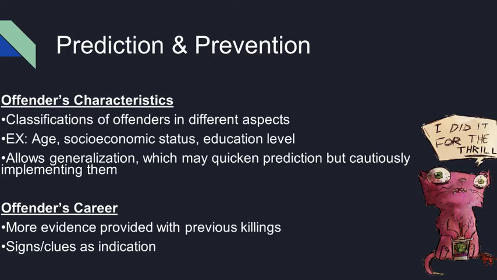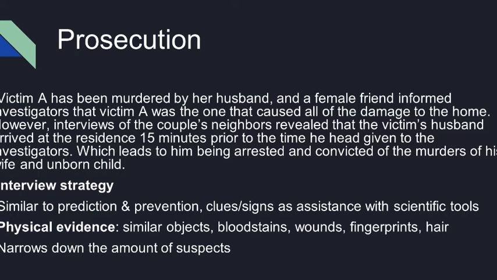Now let's move on to prosecution. Over here, we have a case study. Victim A has been murdered by her husband, and a female friend informed investigators that victim A was the one that caused all the damage to the home. However, after they interviewed the couple's neighbors, it revealed that it was the husband that killed the wife and the unborn child. Now, this again highlights the interview strategy that has been mentioned just now, that through strategizing interviews, they are able to see who is the real offender, who was the one that actually led to the murder of the wife and the unborn child.